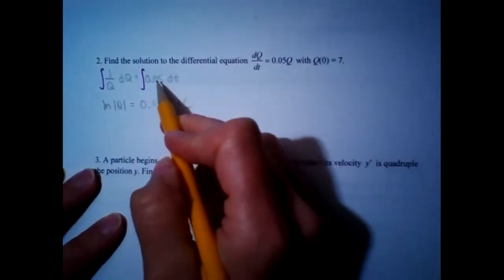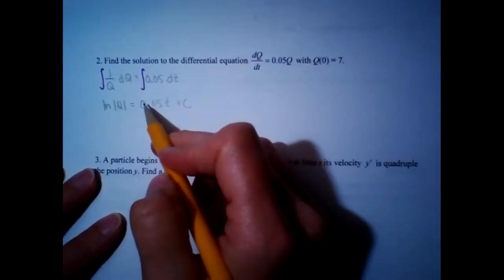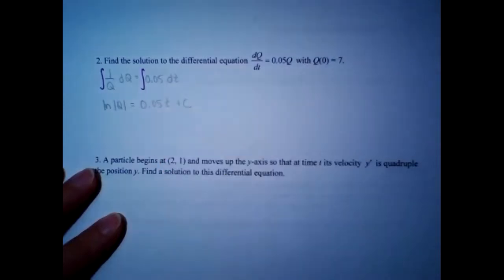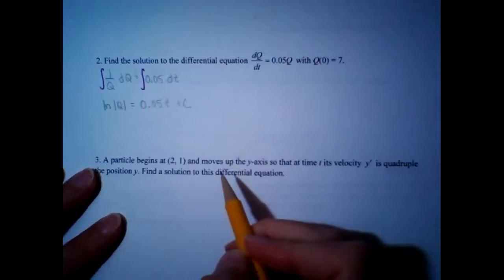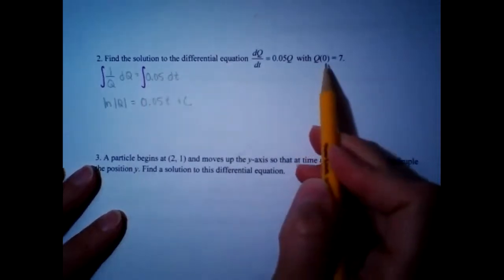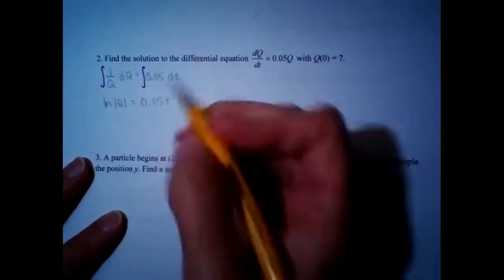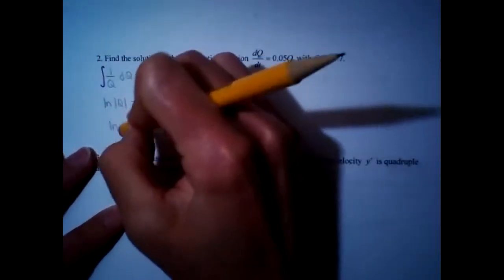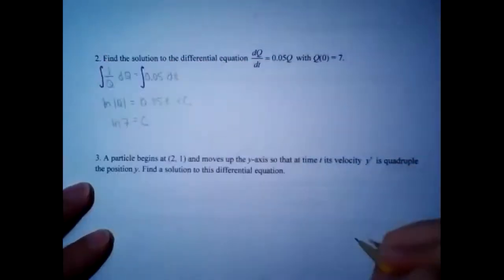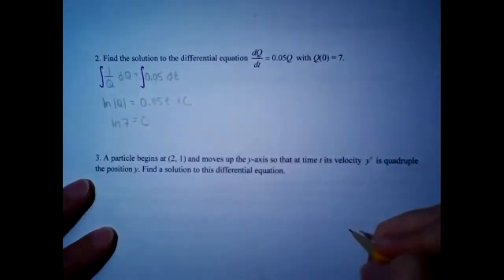So if you have just a number here, that's the coefficient in front of t. The derivative of 0.05 t would be just 0.05. All right, then we're going to plug in our initial condition. So if you plug in 0 for t, that's just all going to be gone. And then 7 for q. So c is ln of 7. I did not line that up very well. Let me fix that. This looks funny. So ln of 7 is our c value.